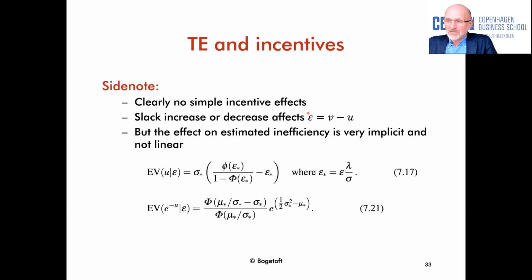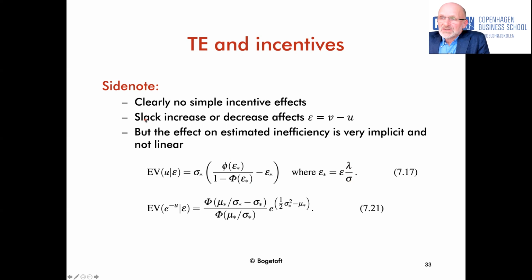Before leaving this typical way of estimating, I want to make a few notes here. It's clearly a complicated formula, but what is equally important is that it doesn't give simple incentives for the firms to improve. Imagine a regulatory context where you're rewarded for having a small value of U, small estimated inefficiency. Now, this inefficiency is estimated like this. So you basically need your composite error term, and then you need to multiply it with lambda divided by sigma, and then you need to feed it into this model here.